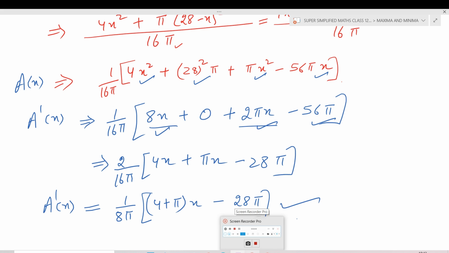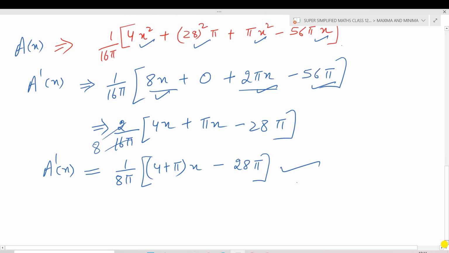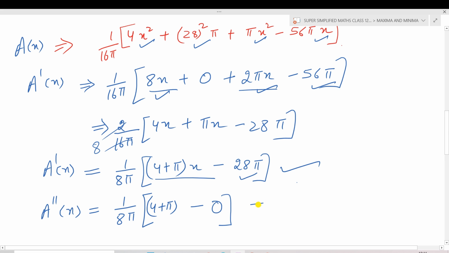So now the next step is that we have to find out A double dash x. So we find out A double dash x also side by side. 1 upon 8 pi. Now you can see 4 plus pi is a constant and the derivative of x is 1, minus 28 pi is a constant and its derivative is 0. So the value of A double dash x is going to be 4 plus pi upon 8 pi.